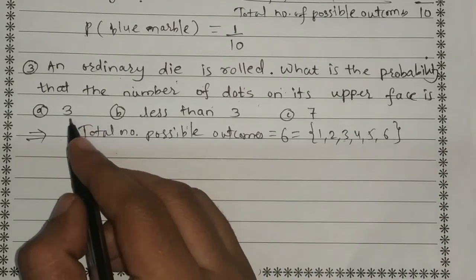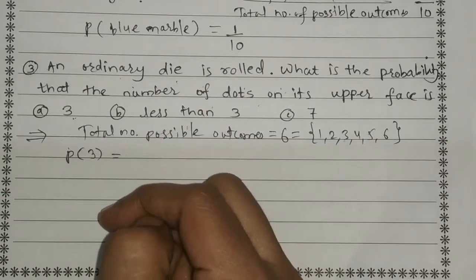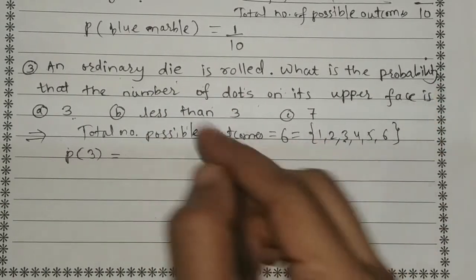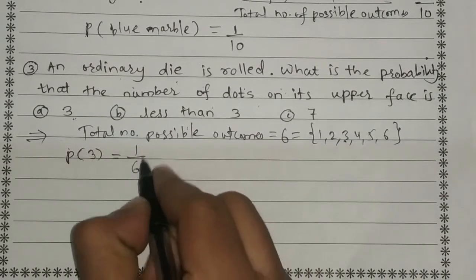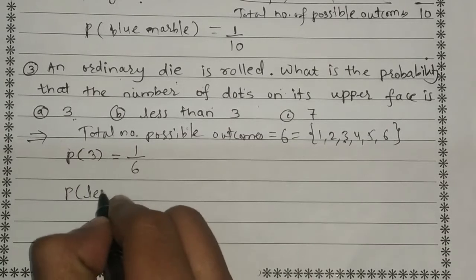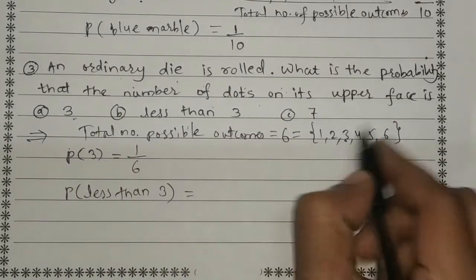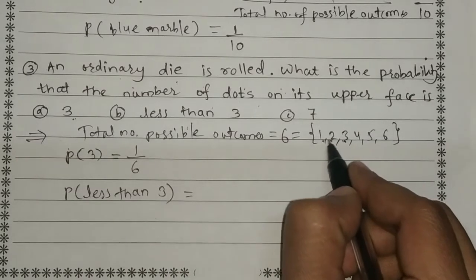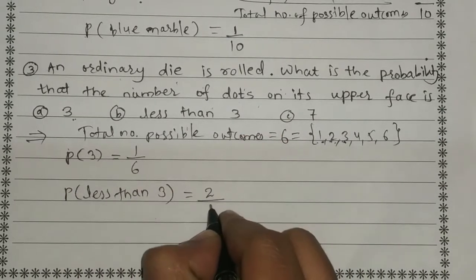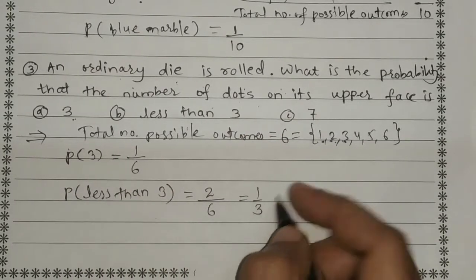So we want the probability of getting 3. So the probability of getting 3 is, here you can see the number of favorable outcomes for 3 is only 1 time. So that is 1 out of 6, which means 1 by 6. And next we want the probability of getting less than 3. So less than 3, if you see, there are only 2 numbers, 1 and 2. So such outcomes are 2 out of a total of 6, which you have to reduce, it is 1 by 3.